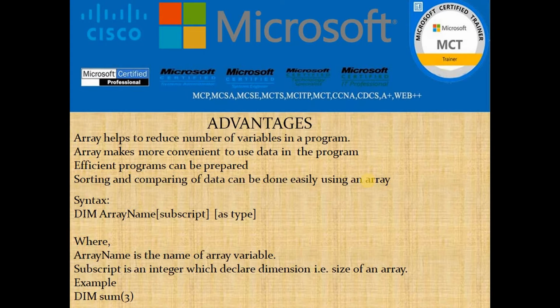Now there is one example at the bottom, where array name is the name of your array variable and subscript is an integer which declares the dimension. Of course we'll talk about single dimensional and double dimensional types of arrays, which I've left to discuss for the next video. Now in the example, Dim declares you are trying to use an array, sum is the name of your array, and 3 is your subscript.